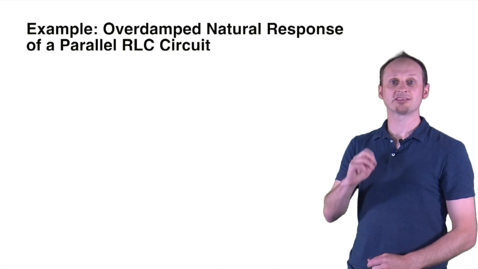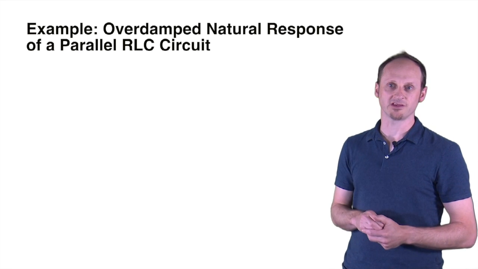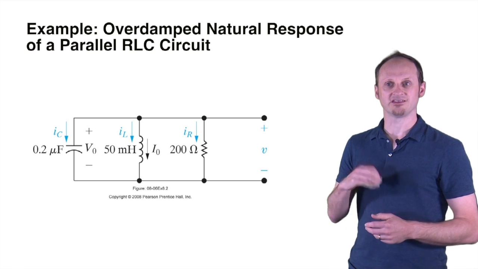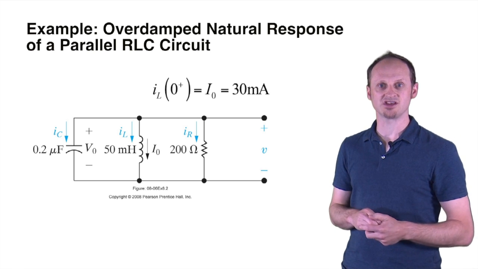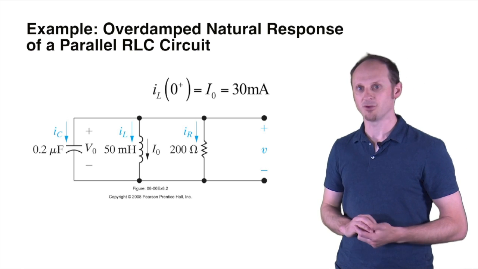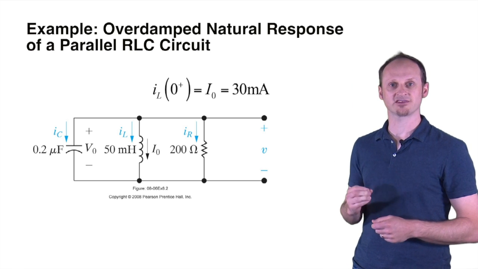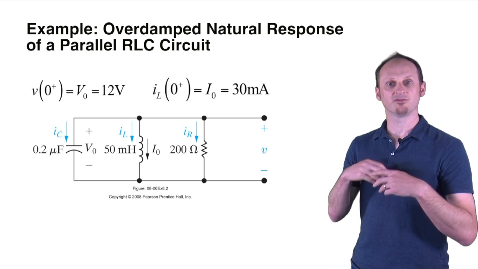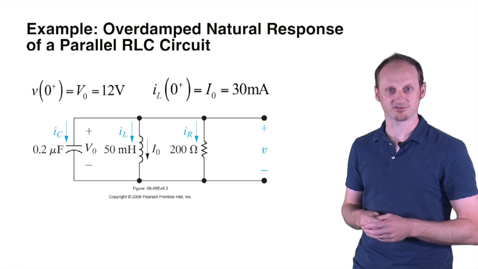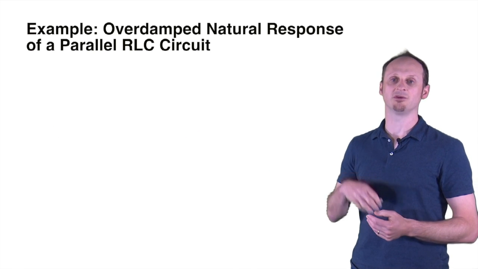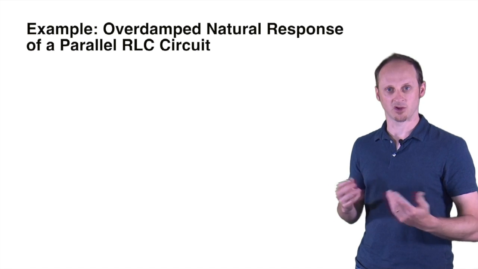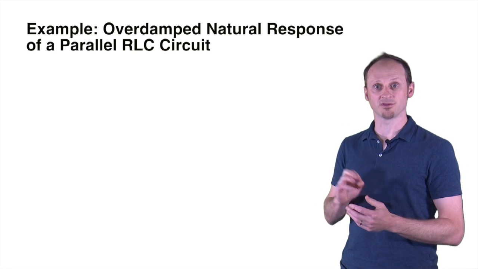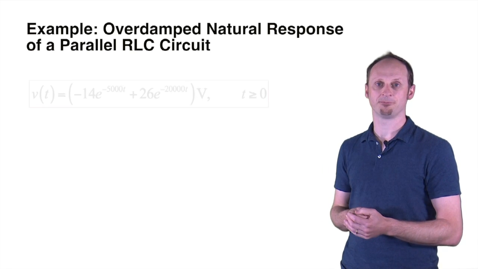As an example, let's look at the following parallel RLC circuit. There are two energy storage elements, an inductor that has some initial stored energy because it has an initial current in it of 30 milliamps, and a capacitor with an initial voltage of 12 volts across it. Now, if we go through the process and we solve for the characteristic roots, we solve for alpha and we solve for omega naught, we'll find that it's an overdamped circuit, but in particular it has the response for the voltage that has the following form.